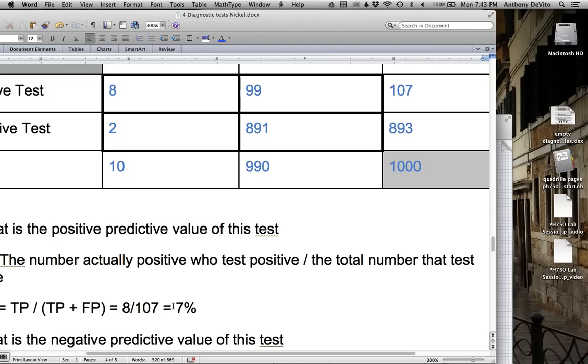In other words, if you take this test and you test positive in this population, it's only a 7% chance you actually have the disease. So you're going to send somebody on for more invasive testing based on this result. What happened? What was the only difference between this population and the other population? The prevalence. The prevalence. So what does this mean?